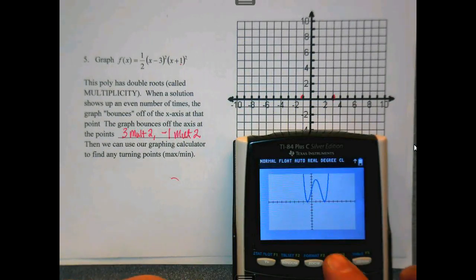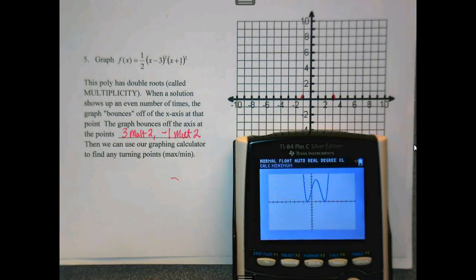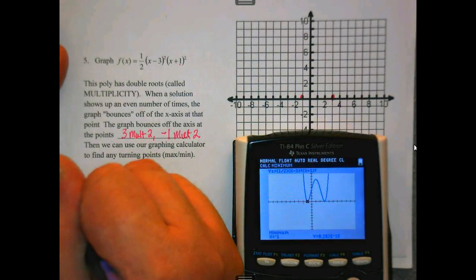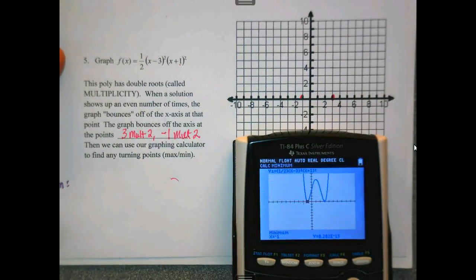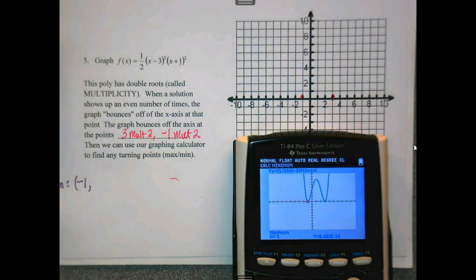First min, I'm going to hit second trace, minimum, enter. Going to get to the left of that minimum, hit enter. Get to the right of that minimum, enter, enter again. And it's at -1, 1.28. So this minimum is at -1, 8.28.